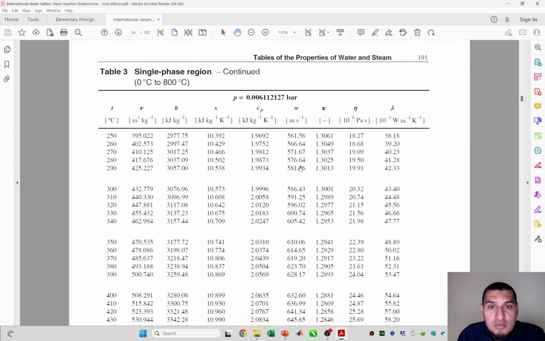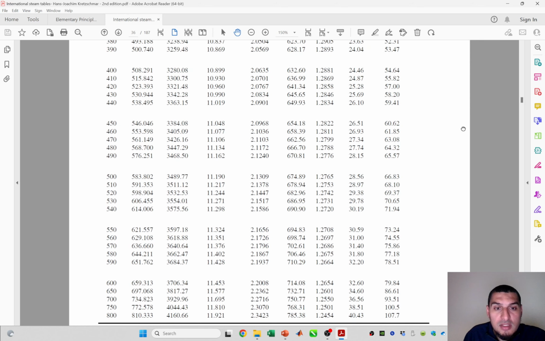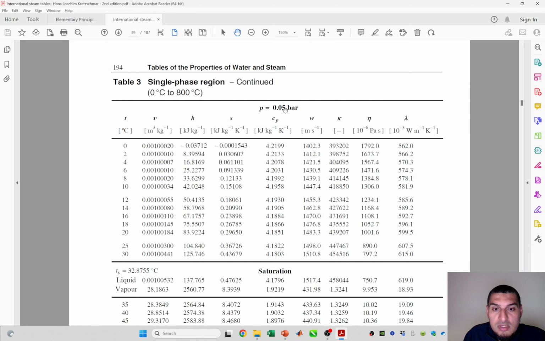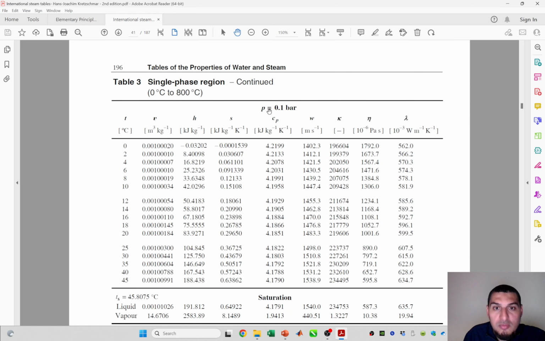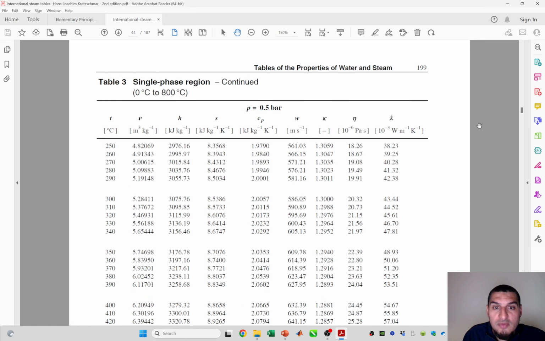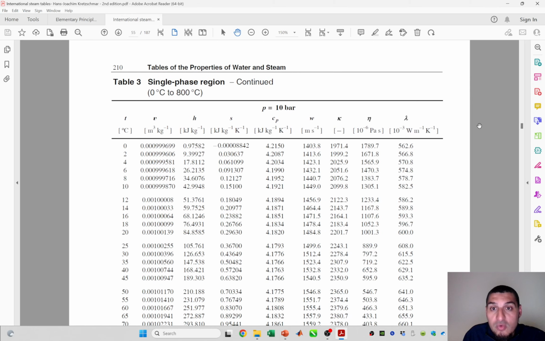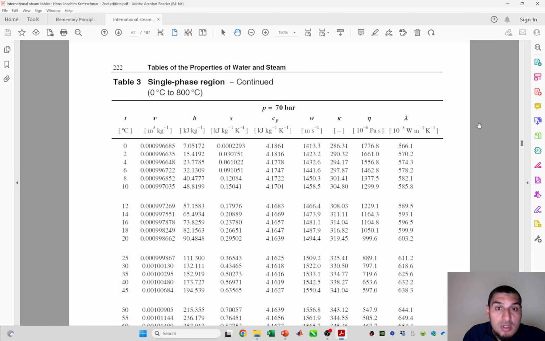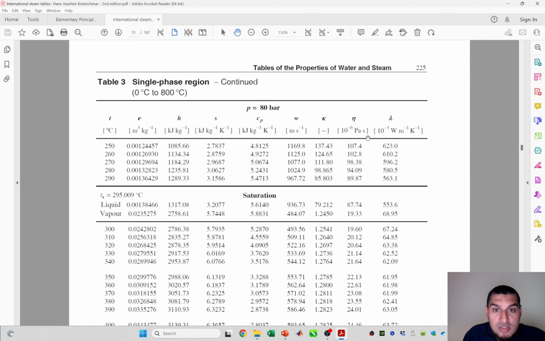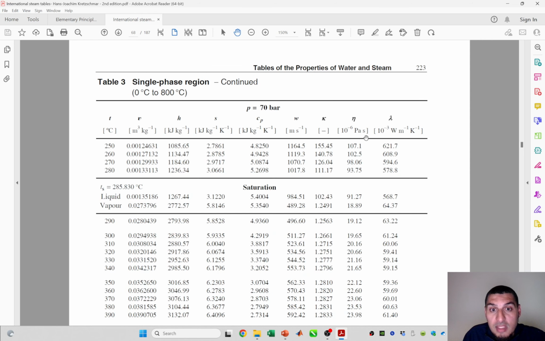But this is a table, so you have another pressure. This is the table for the single phase region. It means it's not saturated, so it's the third table in the textbook. Now we can keep going, and as we go down, it gives us different pressures: 0.05, 0.05. So you have tables for the specific pressure that we are interested in. We have a lot of tables. All of these tables are just for the steam at different regions, different pressures and temperatures.